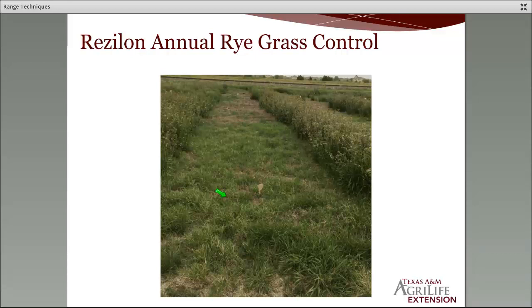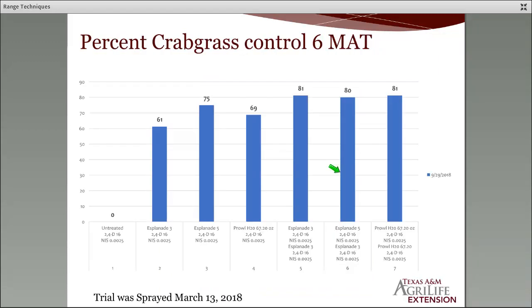There were some pictures. These plots were sprayed over at Ellis County, Texas. You can see this right here. This is warm season grass germinating. Over here is the annual ryegrass finishing out its life cycle. Crabgrass. This is a common warm season annual grass.